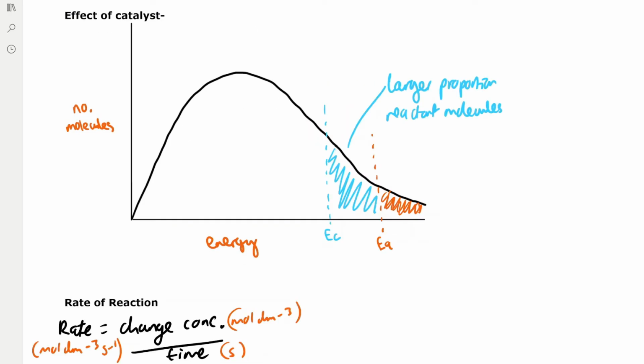Catalysts also have an effect on the Boltzmann distribution. So the activation energy shifts to the left. As you can see, EC here represents the activation energy in the presence of a catalyst, and this means that a larger proportion of the reactant molecules have the activation energy.